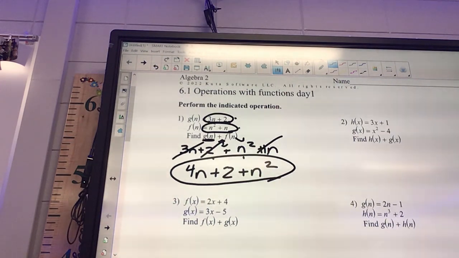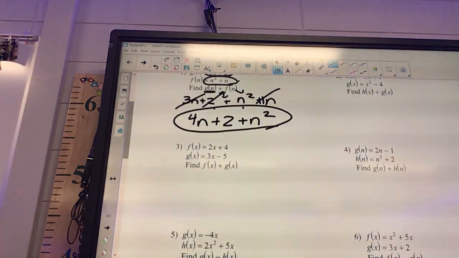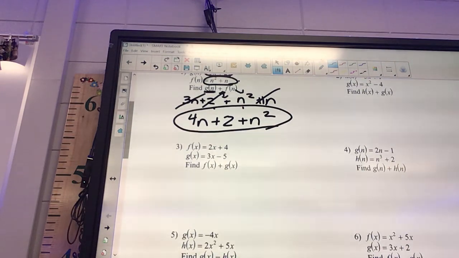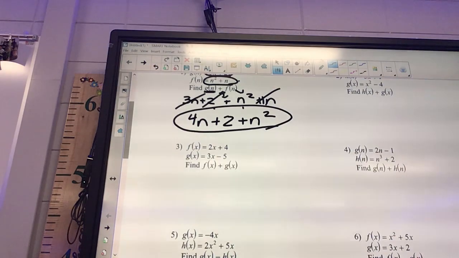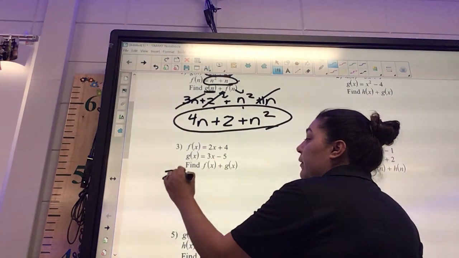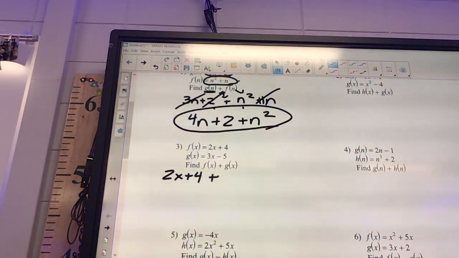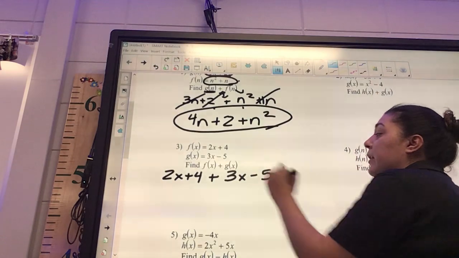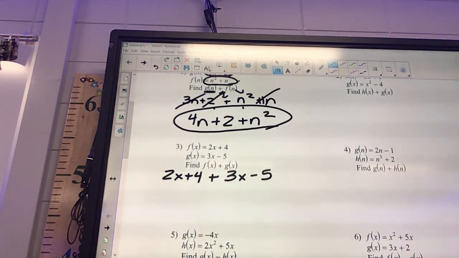Okay, so if we look at 3, we need f of x plus g of x. Okay, so what is my f? 2x plus 4. 2x plus 4, perfect. Plus, what is my g of x? 3x minus 5. Okay, for those of you guys that are new in here, it goes a heck of a lot faster the faster you answer me. The faster we'll be done.